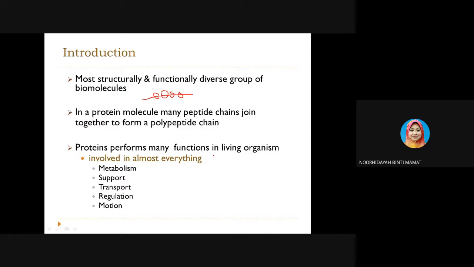Proteins perform many functions in living organisms, involved in almost everything in our life. They are involved in the metabolism process for support, and also in transport in and out of the cells in the body. They also function in regulation processes and in the motions of muscles. Just now I was talking about amino acids, right? The amino acids will form a structure when they are bonding together. Later on we will study the levels of process in order for amino acids to form structural proteins. When they are forming structural proteins, each structure has different functions.